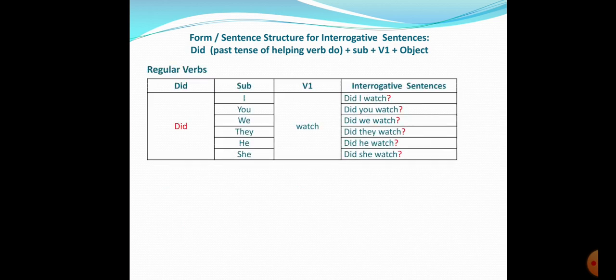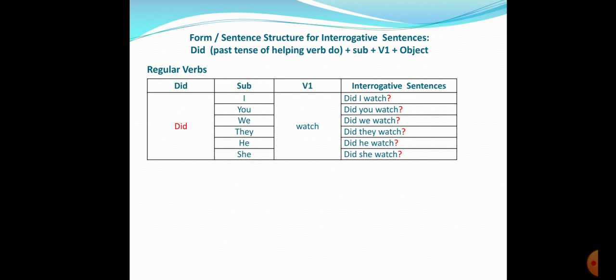The form for it is this thing. We know that we use did, the past tense of helping verb do, in the beginning, then we add subject to it. Then here also, like negative, we will use first form of verb plus object and the question mark at the end. So let's look at the regular verbs. Did in the beginning, you can see that I have highlighted did, and I have also highlighted question mark at the end because these two are important to remember when you are making interrogative sentences, and did should be with the capital letter D. Okay.